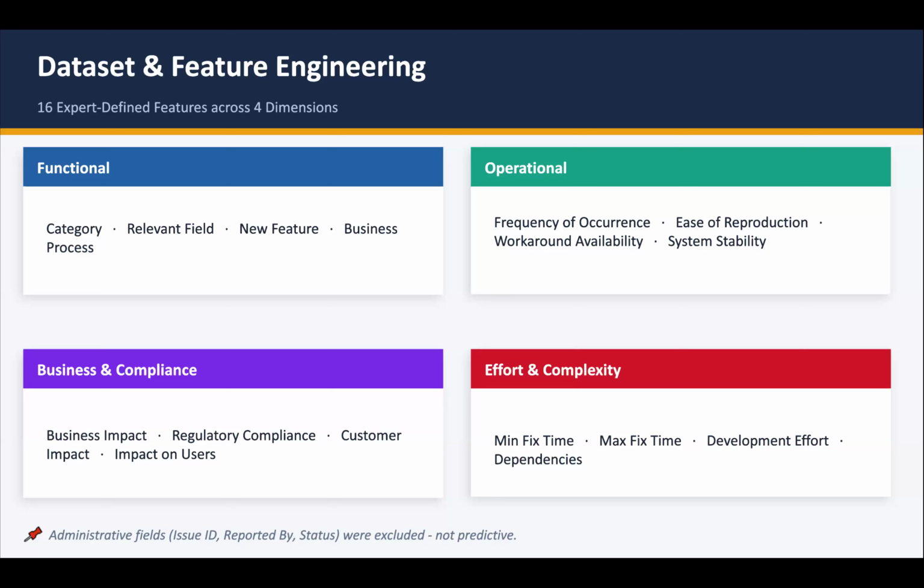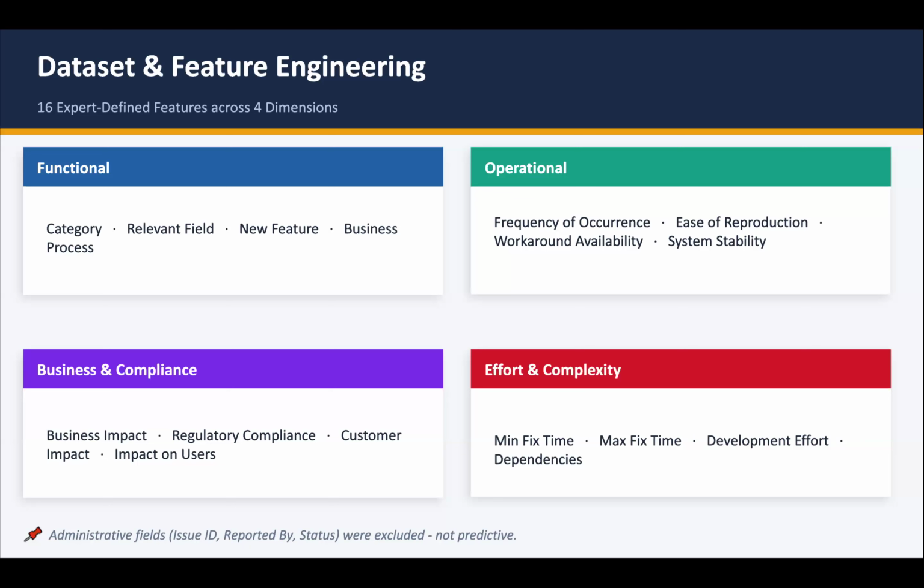Operational features capture how the bug behaves in the real world: how often it occurs, how easy it is to reproduce, whether a workaround exists, and so on. Business and compliance features are often entirely absent from public datasets, things like regulatory impact and customer-facing consequences, and so on. And finally, effort and complexity features estimate the cost of fixing the bug: development effort, dependencies, and fix time ranges. We deliberately excluded administrative fields like issue IDs and reporter names.